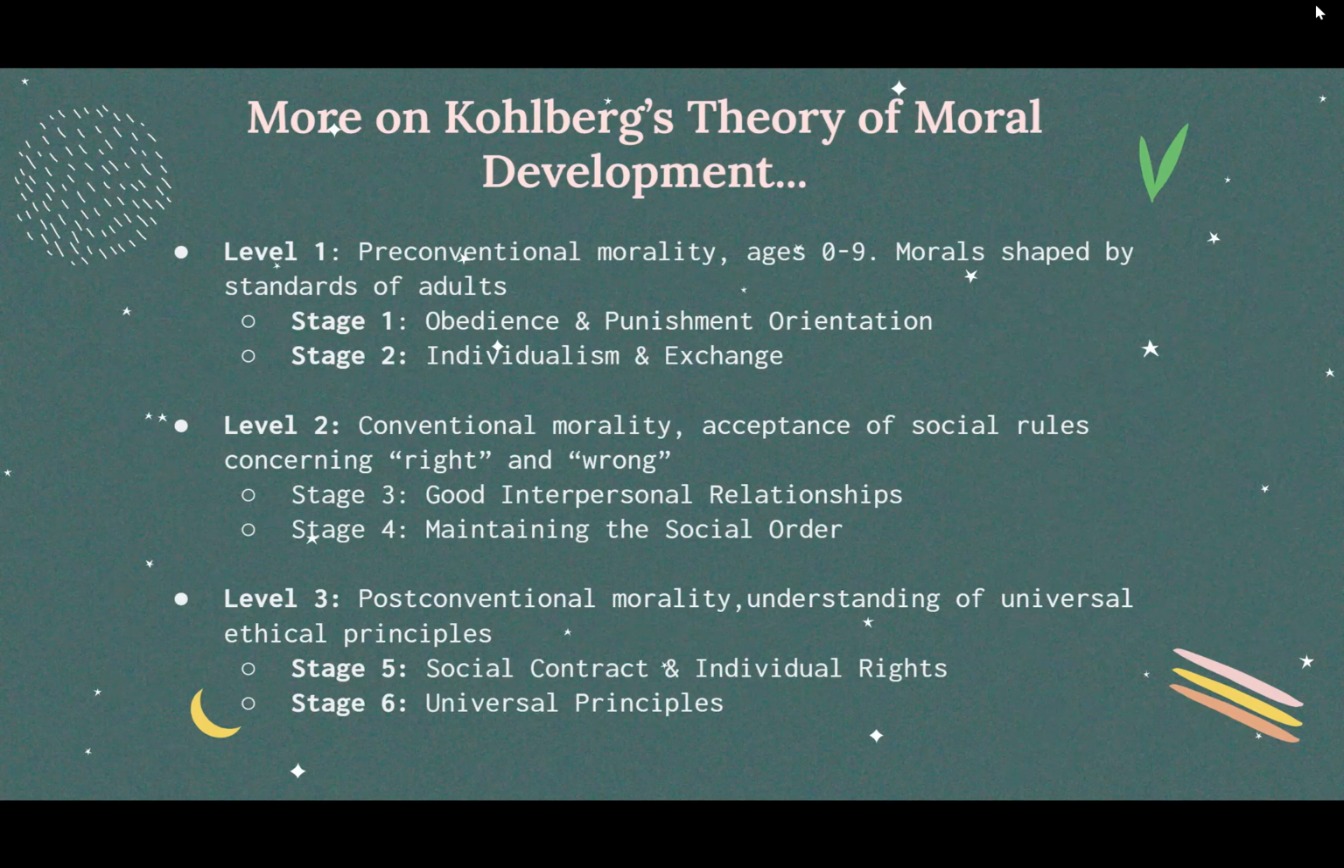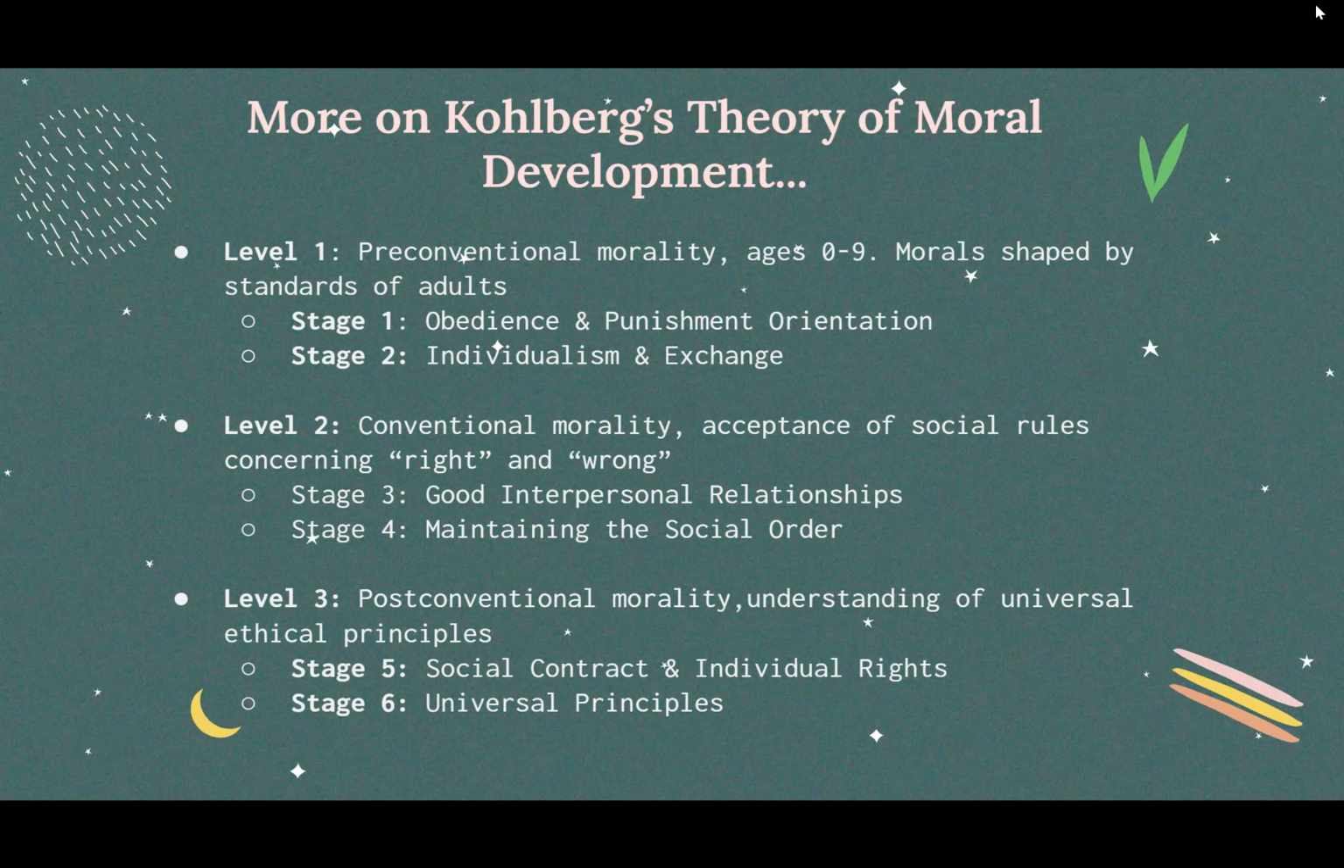The second level is conventional morality, their acceptance of social rules concerning right and wrong. So in stage 3, the objective is to maintain good interpersonal relationships. By following these social rules about right and wrong, they were able to maintain good relationships. And stage 4 is maintaining the social order, very similar to stage 3.